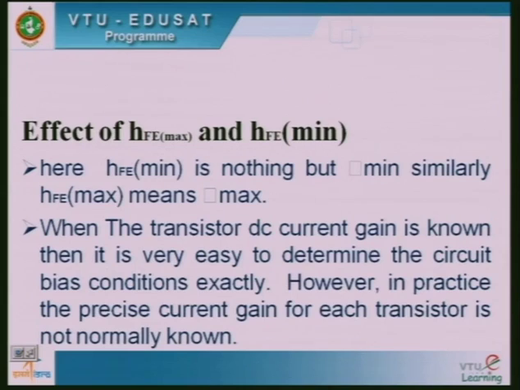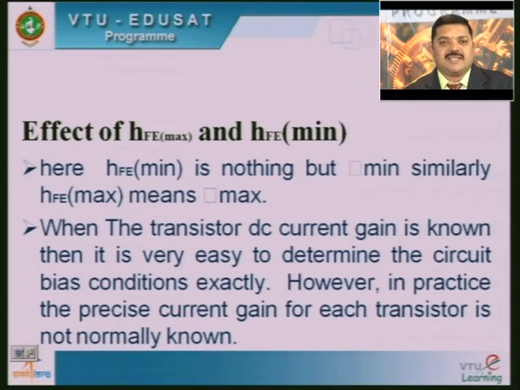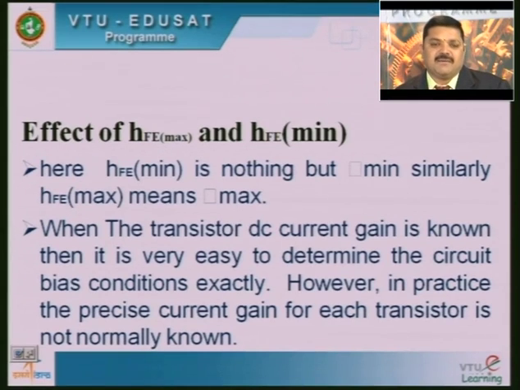So, what is the effect on the operating point in fixed bias or the base bias when we change the HFE values from minimum to maximum? That is the discussion now. When the transistor DC current gain is known, it is very easy to determine the circuit bias conditions exactly. When the DC current gain, beta or HFE, is known, we can easily find IC for the fixed bias circuit, then find VCE, and then fix the operating point at the center of the active region, so that we get faithful amplification.